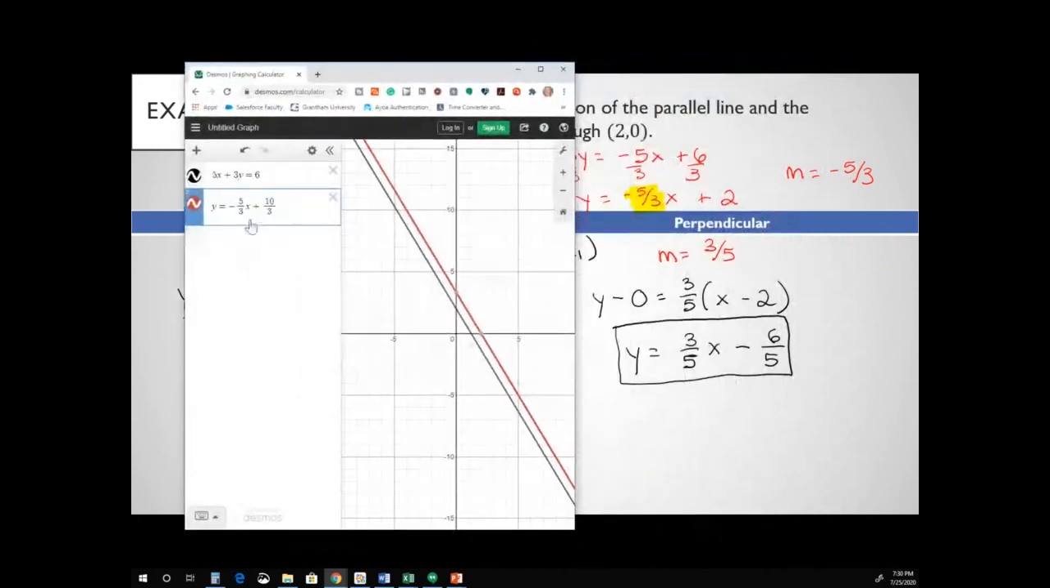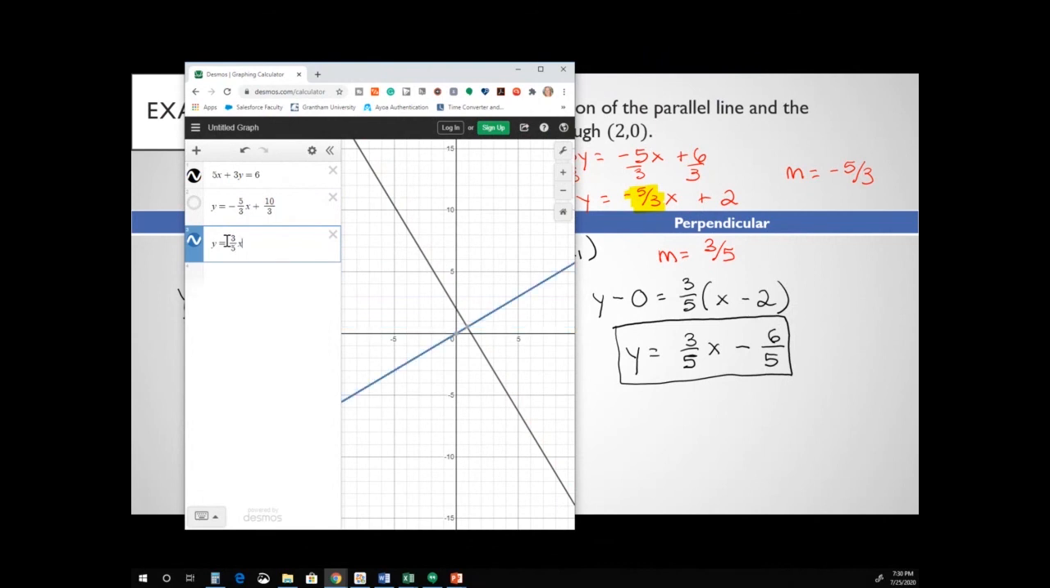If we want to check the perpendicular line, y equals 3/5 x minus 6/5. So again, it marks 2, 0 because it's an intercept. So it goes through our point and it does look perpendicular. It has a right angle there. So you can verify that you have that correct.